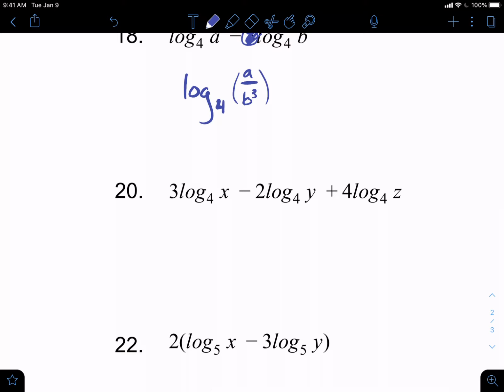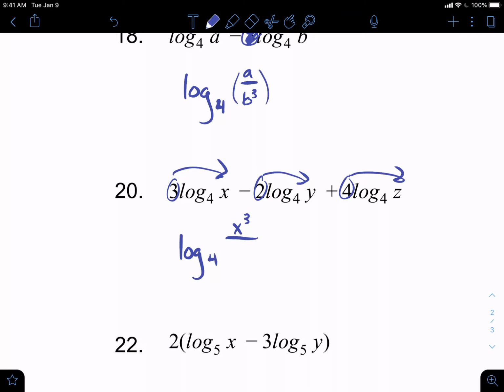Looking at problem number 20. In this situation, again, I see exponents, so my job is to first move those up to the top. Now, it's important to realize that that negative in front of the 2 is not like a negative 2. In this sense, we don't move a negative exponent up there. Now, looking at this problem, I would come over here and I'd rewrite it as log base 4 of x to the third. That will be the top one, since that 3 moved up there in the exponent.